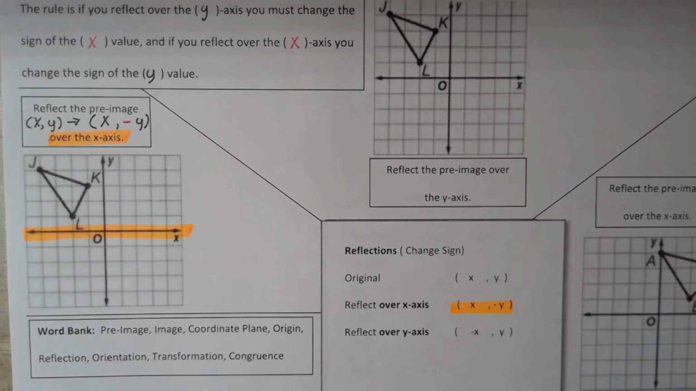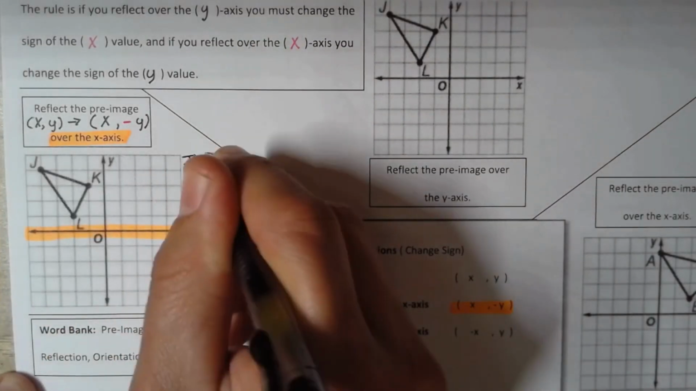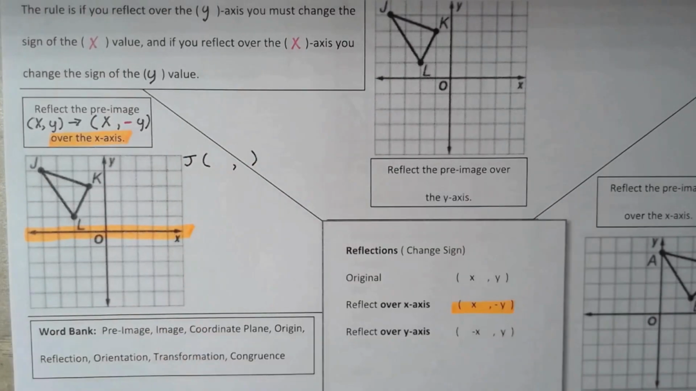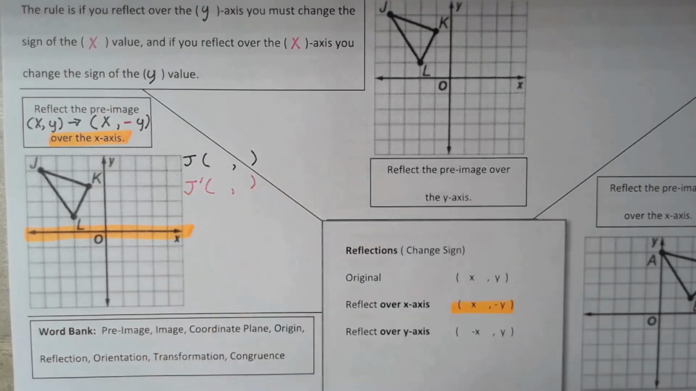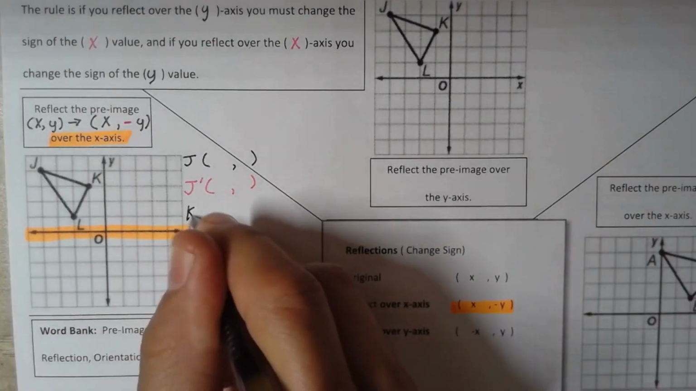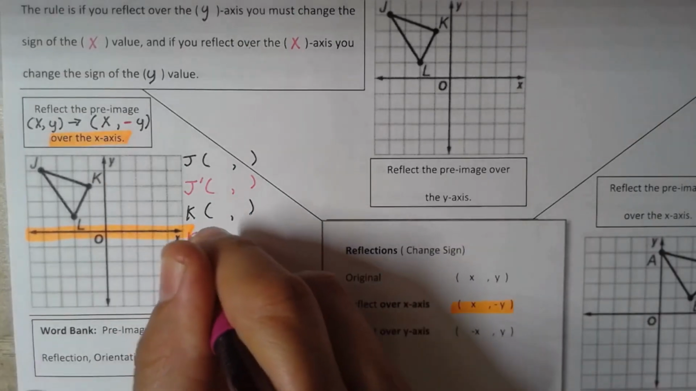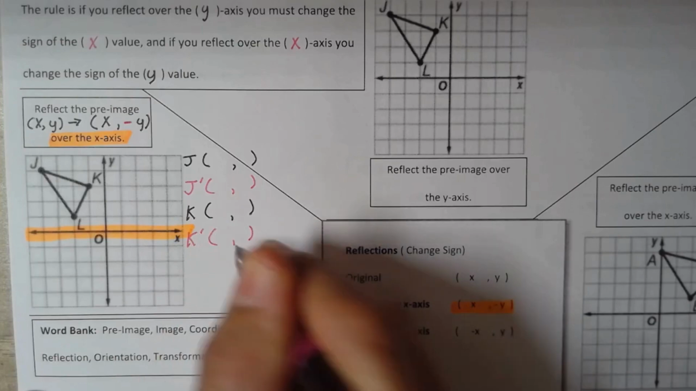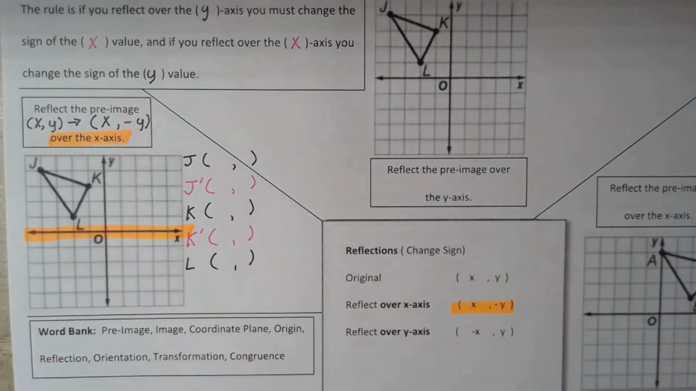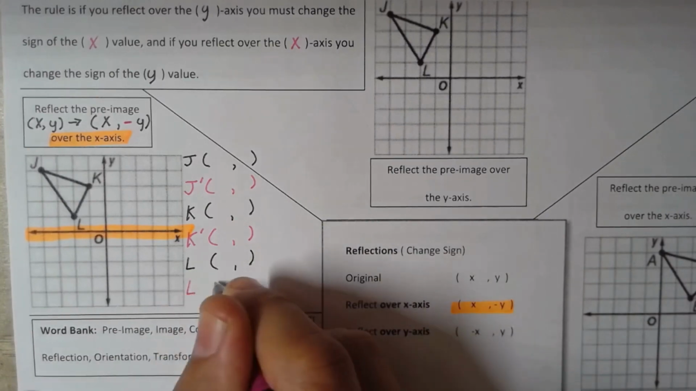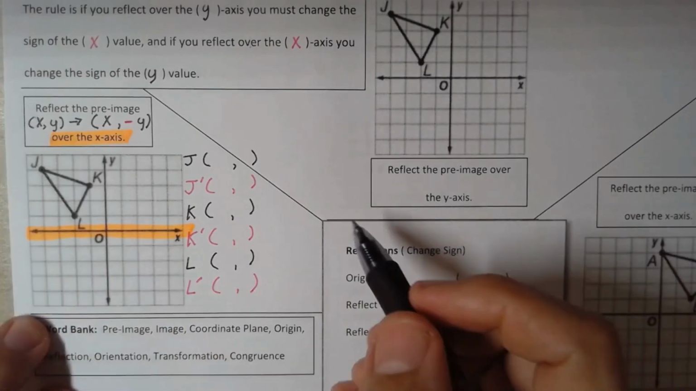So let's write our three ordered pairs. This is JKL, and it is a triangle. So I'm going to go ahead and start by writing J, and then I'm going to leave a little space for J prime. And then we have K, and leave a little space for K prime. And L, and finally, L prime. With that being said, let's get our ordered pairs.